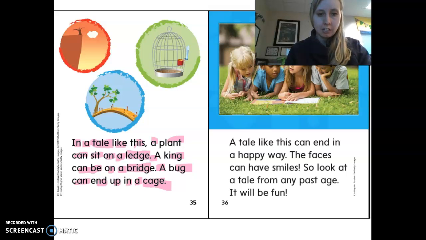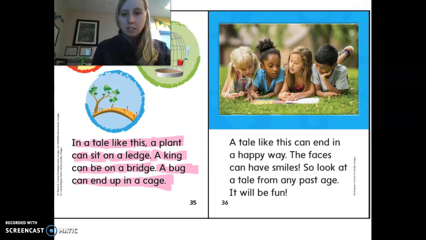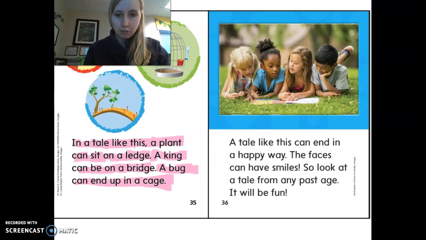Ready? Together. In a tale like this, a plant can sit on a ledge. A king can be on a bridge. A bug can end up in a cage. Okay, last part. Your turn. Let's find some words. Tale. Happy. There's a sight word. Faces has sneaky C. Tale again. And age. Okay, your turn first. Then we'll read it together.